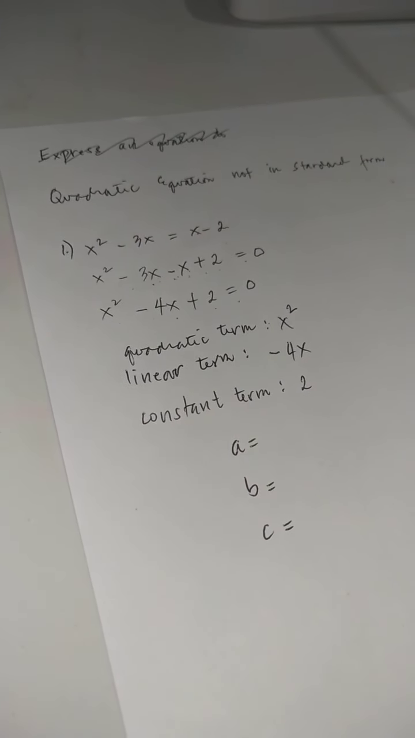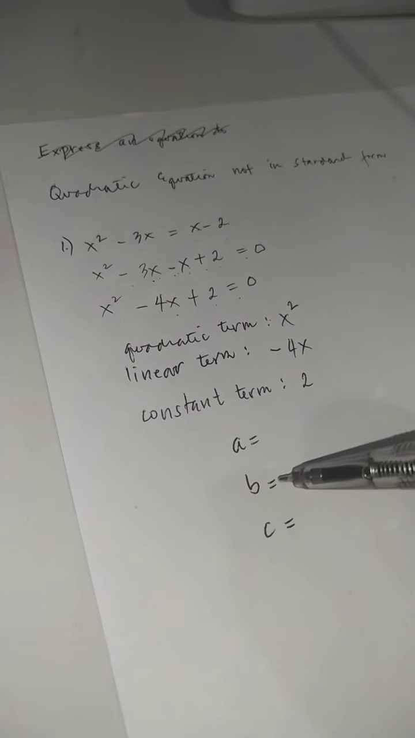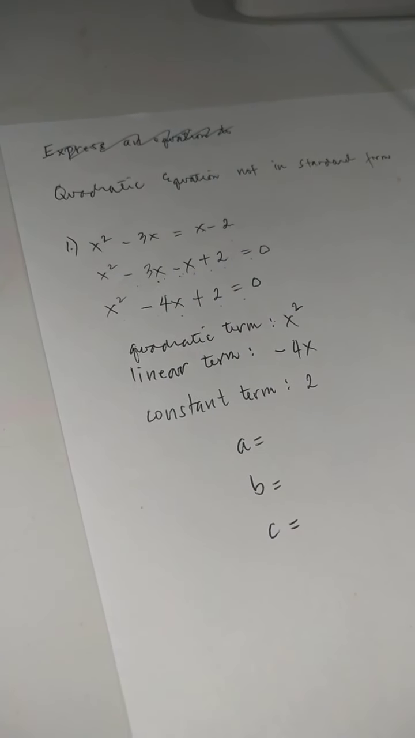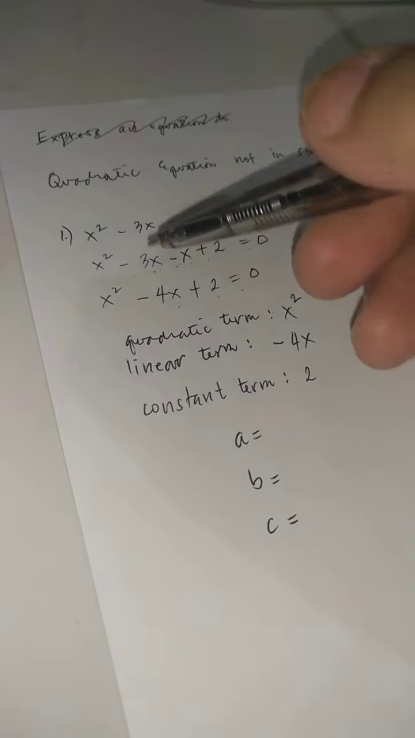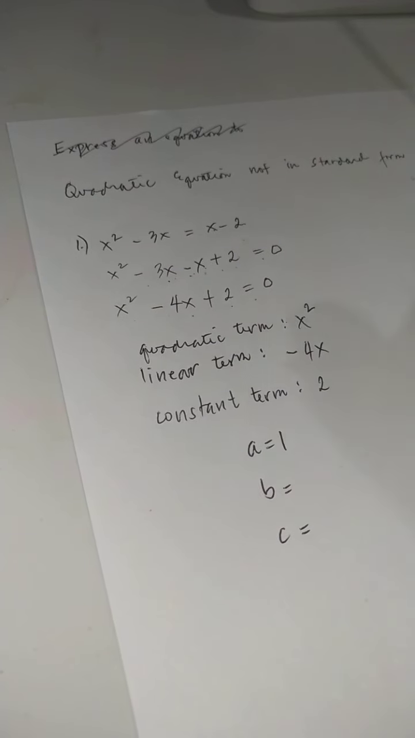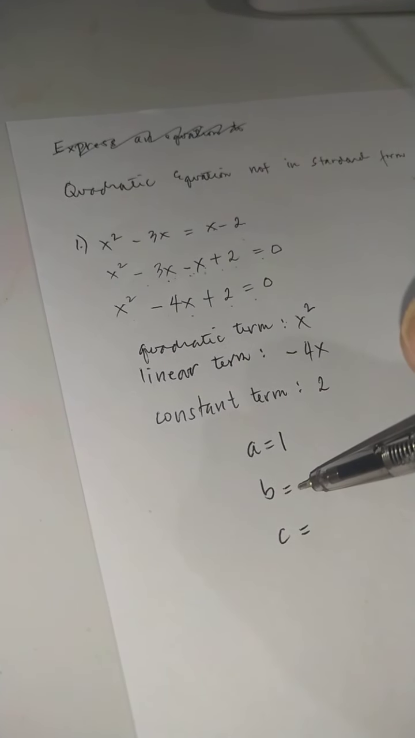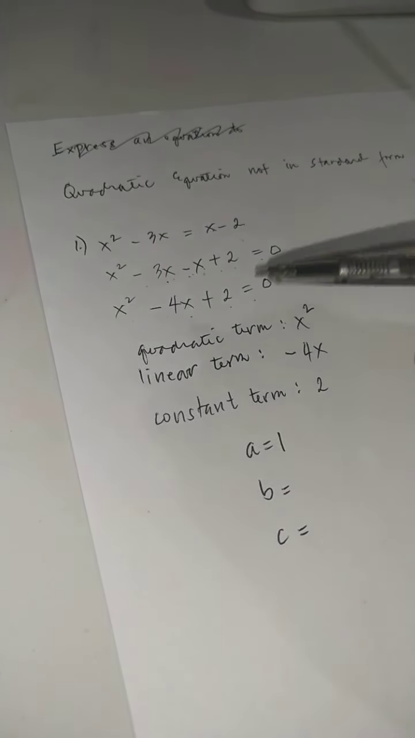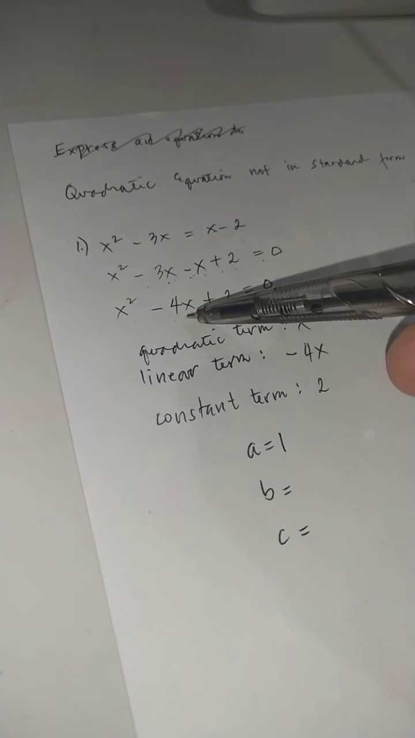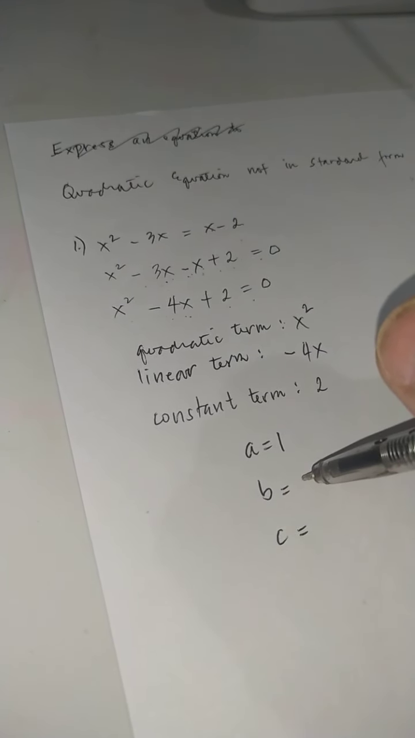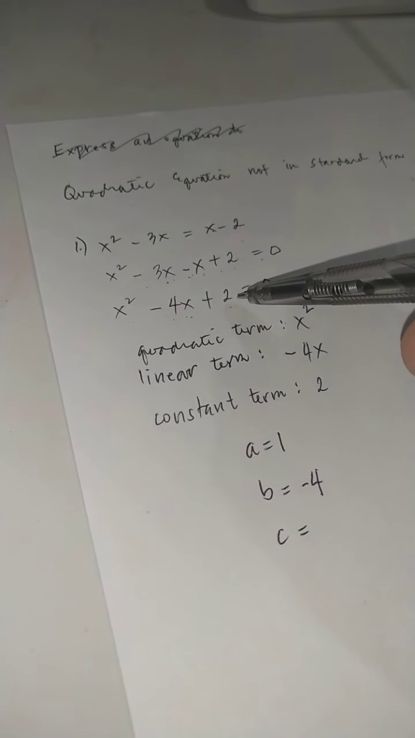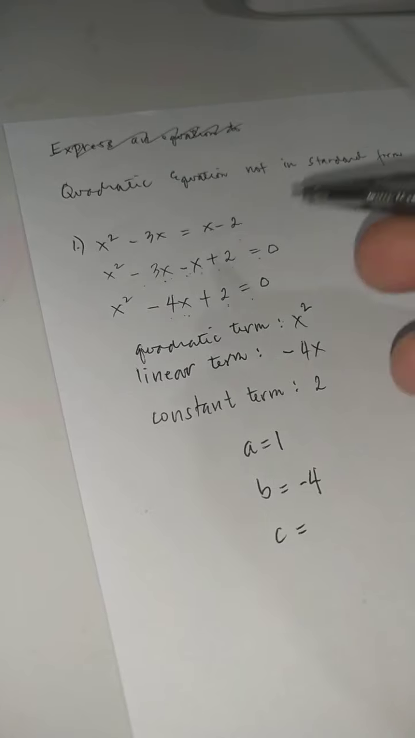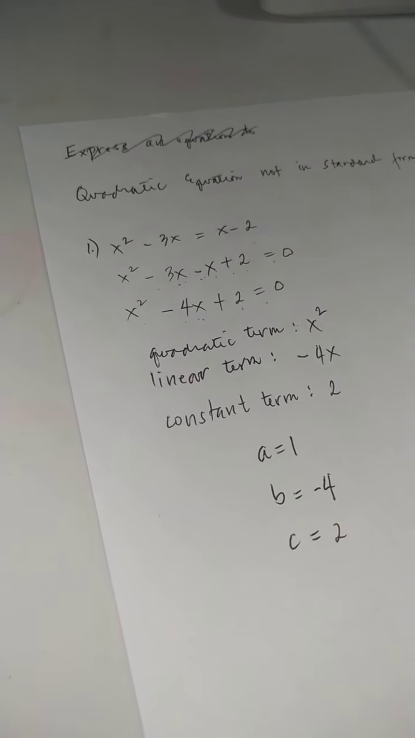How about the values of a, b, and c? A is 1. It is the numerical coefficient of the quadratic term. How about b? It is the numerical coefficient of the linear term, which is negative 4. How about c? This one, it is the constant term.